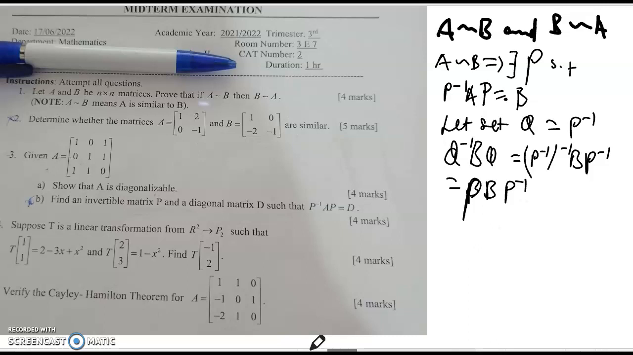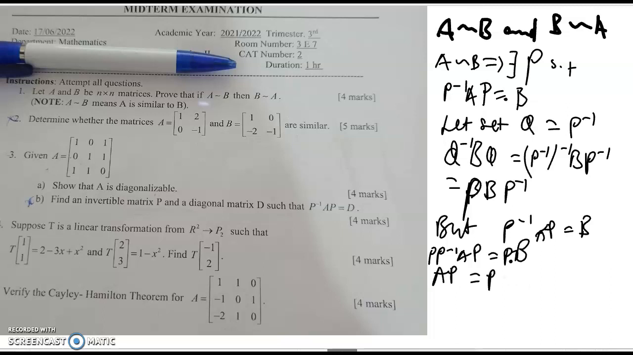We know by the definition that P inverse A P is equal to B. So it implies that P P inverse A P will be equal to P B, and what this tells you is that A P is equal to P B. Therefore we can conclude by saying that A P P inverse will be equal to P B P inverse.